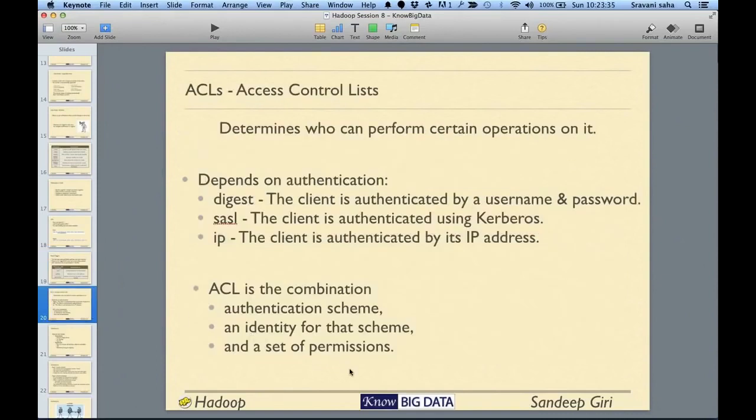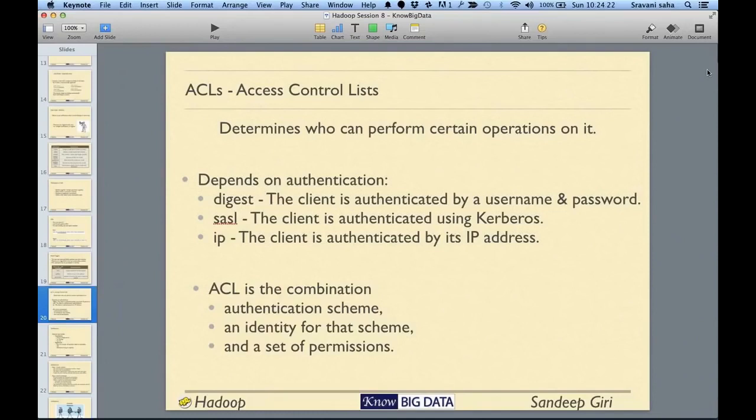Now, the access control list is something which determines who can perform what operation on this node. Who can perform what operation on it is controlled by ACL, and it depends upon authentication. There are three forms of authentication which Zookeeper supports. The first one is digest. Digest is a simple one where the user authenticates by login and password. This is the simplest one and the most popular one.